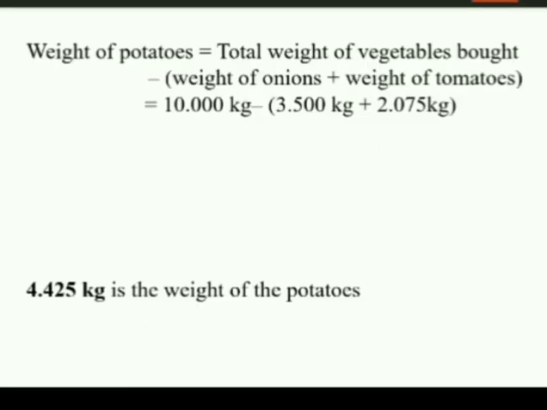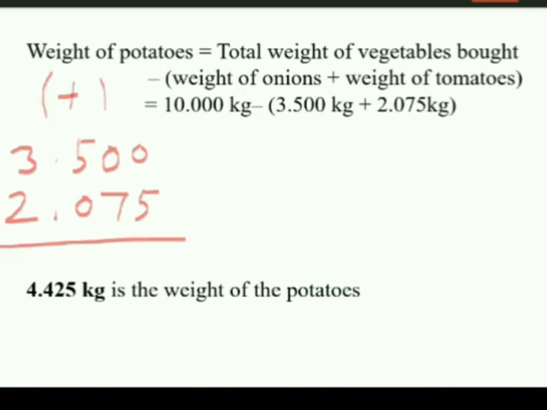Now you are going to find the weight of potatoes. From the total weight, you are going to subtract the weight of onions and weight of tomatoes. First, I have to find the weight of onion and tomatoes. Weight of onion is 3.500 kilogram. Then weight of tomato is 2.075 kilograms. Now we are going to add these two.